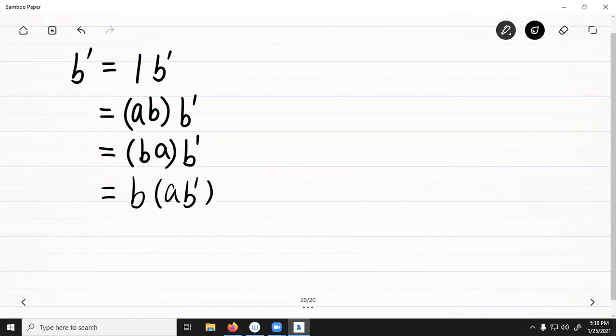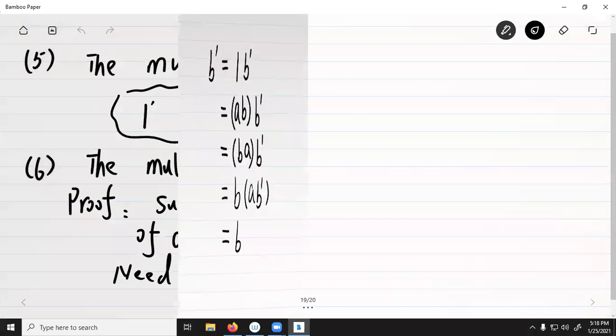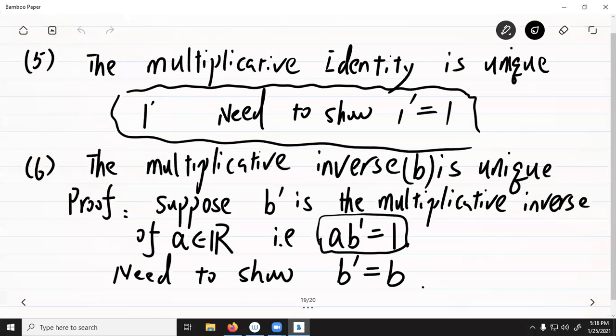Right? We can put the parentheses anywhere we want. This is what the axiom says. Then it is equal to B times, so A times B prime equals what? Equals 1. This is the assumption we have, right? A times B prime equals 1 because B prime is the multiplicative inverse of A.